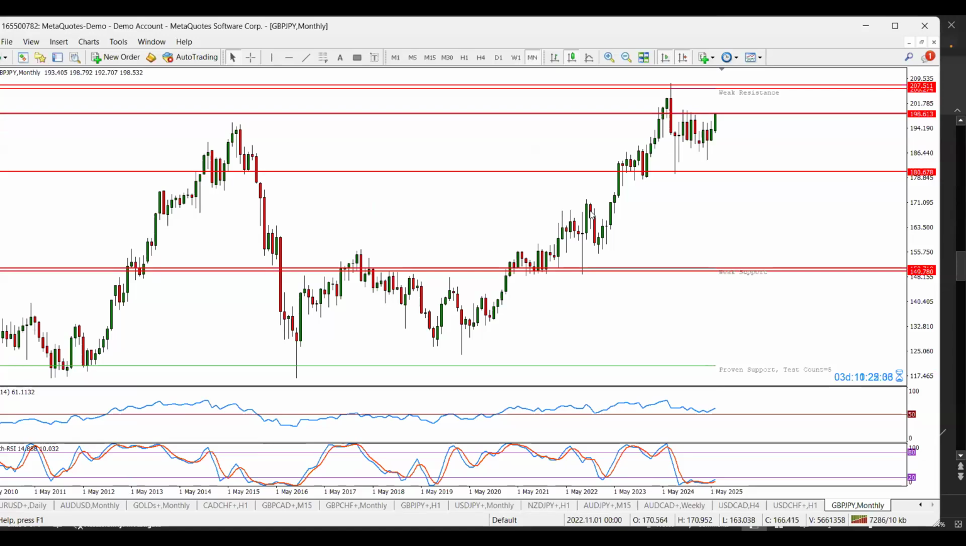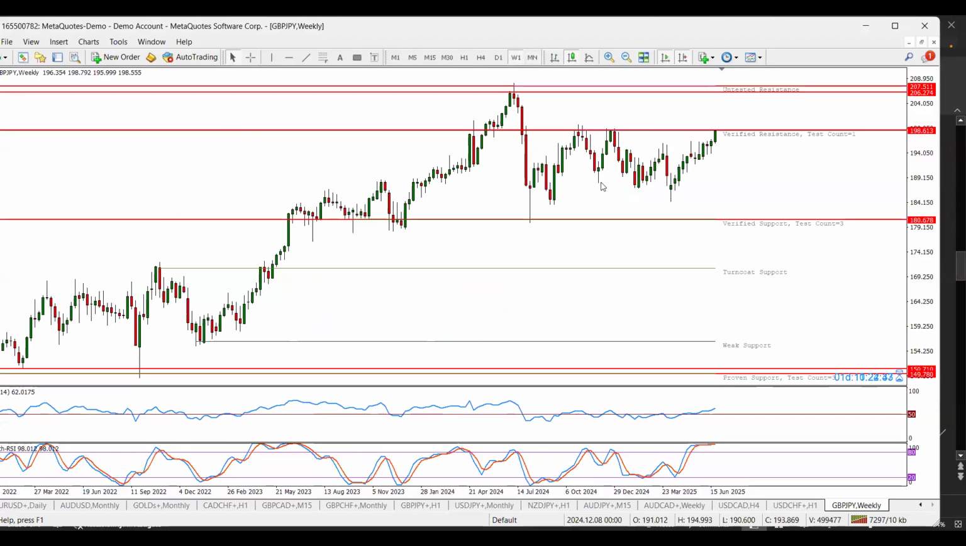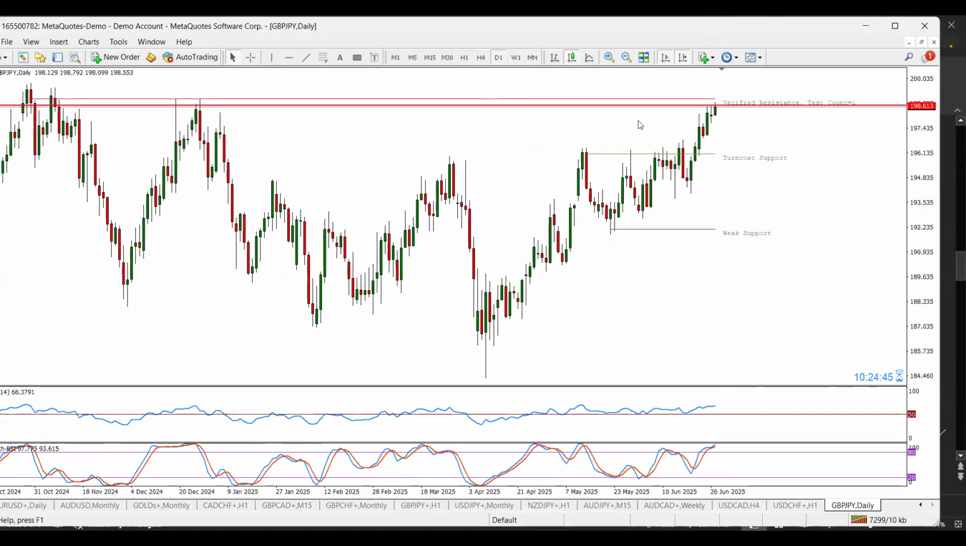Now there's something that I also do. I call it color coding. You can write it down. For my monthly and weekly, I use red lines. When I go down to the daily, I use green lines.